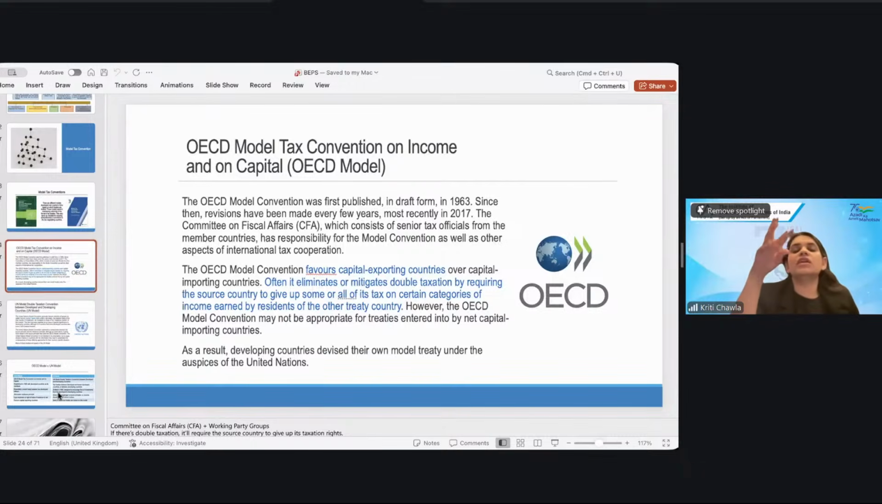But then, for this reason, the OECD Model Taxation Convention may not be so appropriate for net capital importing countries. So if you look at a developing country, they have devised their own model tax treaty, which is basically the UN Model Taxation Convention.